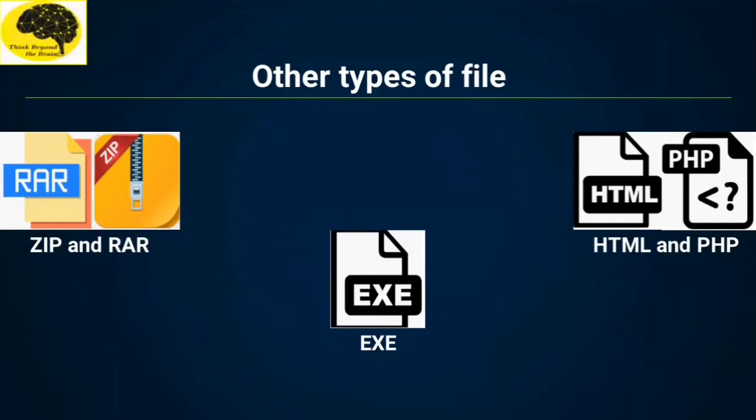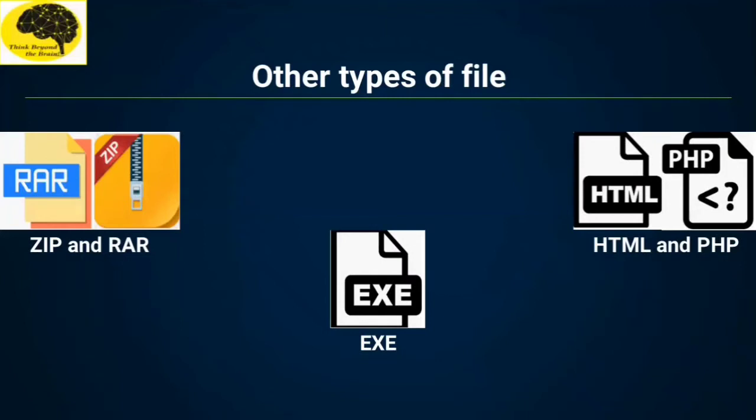And then HTML and PHP. Now these are some files like that. If a file is not significant, the computer doesn't know which application to use it with. So HTML and PHP use some symbols and tell the computer something. Basically, you can say that these are the files of the computer.